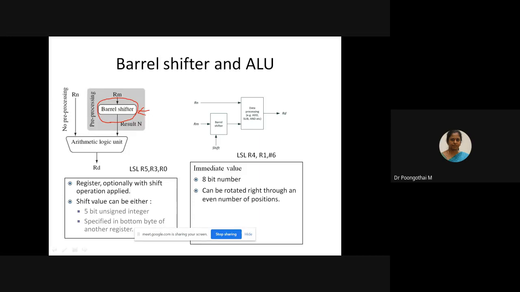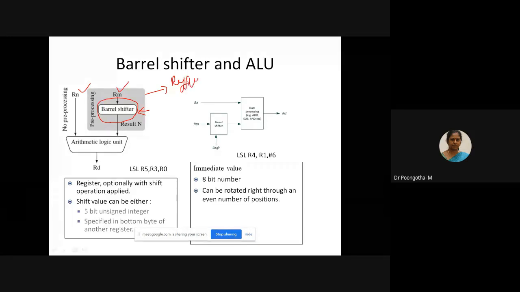Here the data path of ARM is organized in such a way that the operands, that is Rn and Rm, are not directly fetched from memory, because all the values are stored in the register file, that is in the general purpose registers. One of the operands is given directly to the arithmetic logic unit and the other operand is pre-processed by the parallel shifter. So here it involves three registers, that is two source registers, Rn and Rm.